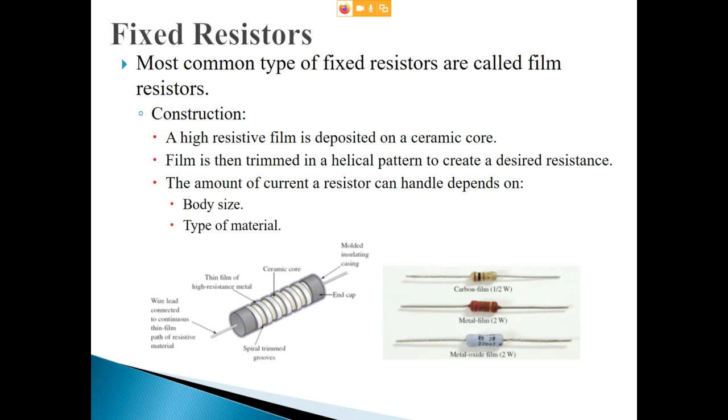And so the ceramic material is basically giving you a place for it to dissipate that heat also. All right, so if you're going to push more current through it, then you need a bigger resistor.